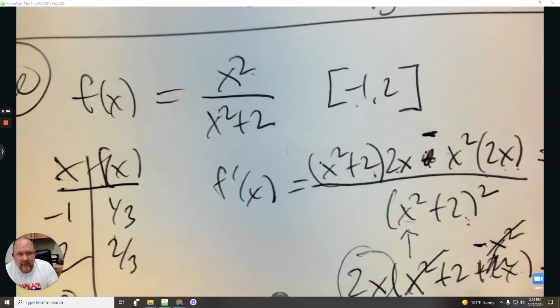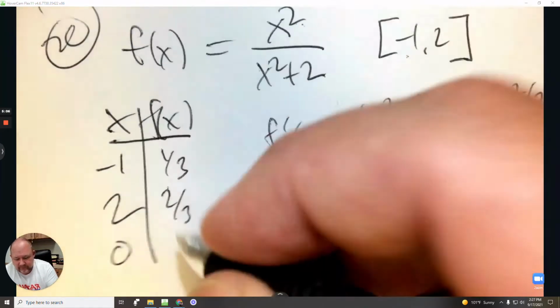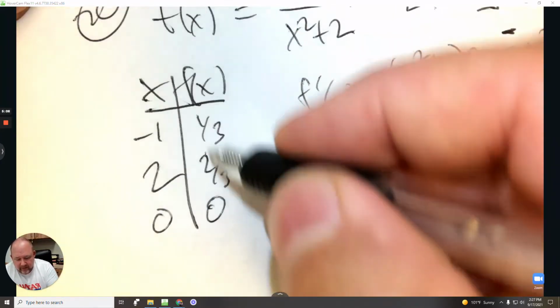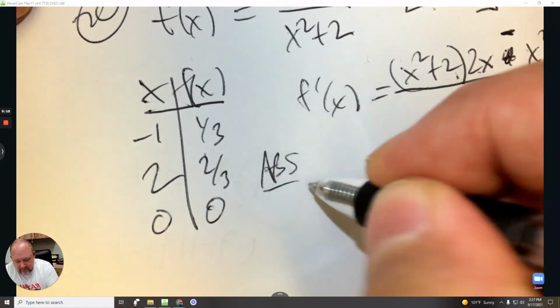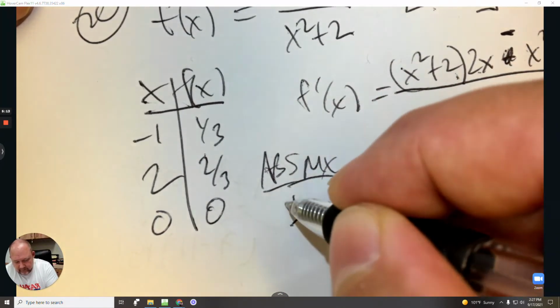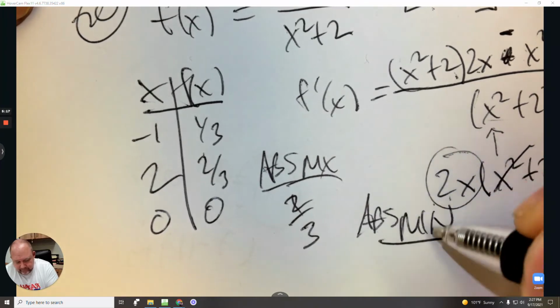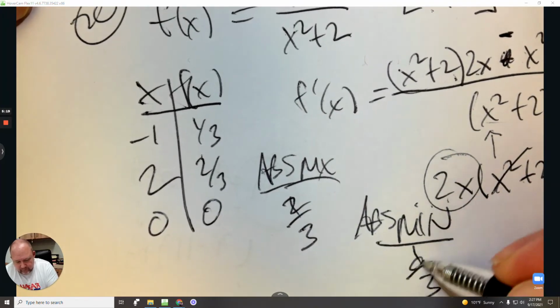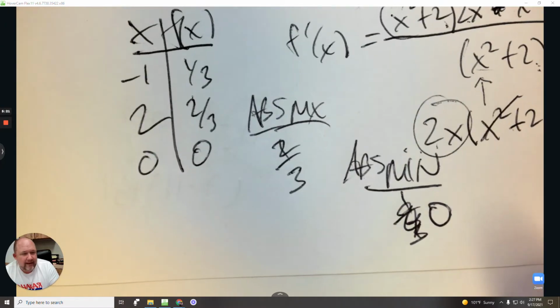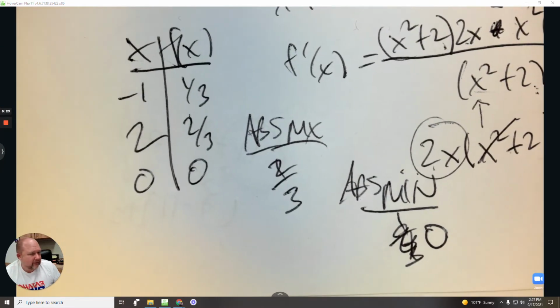If I plug in 0, the answer is 0. And now looking off of here, what's your absolute max? And then what's your absolute min? Oops, 0, right? So the max is 2/3 and the minimum is 0.